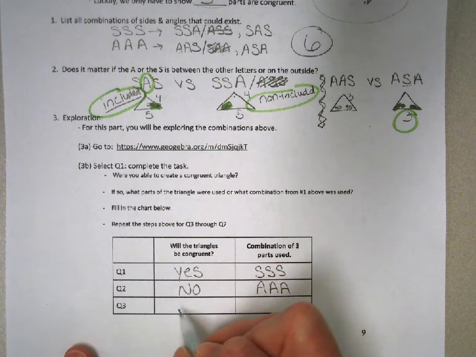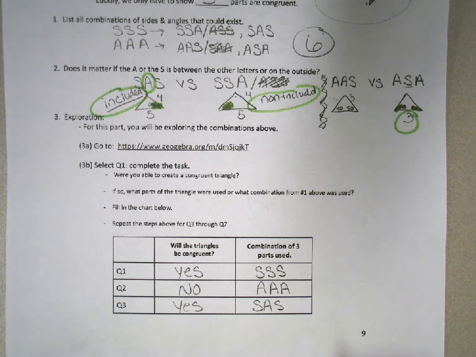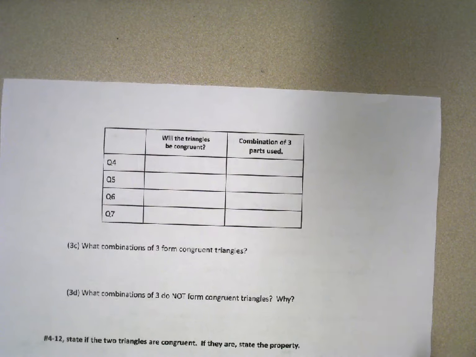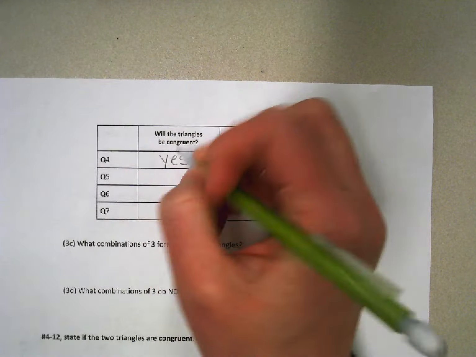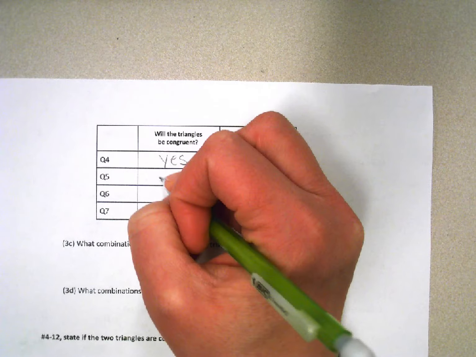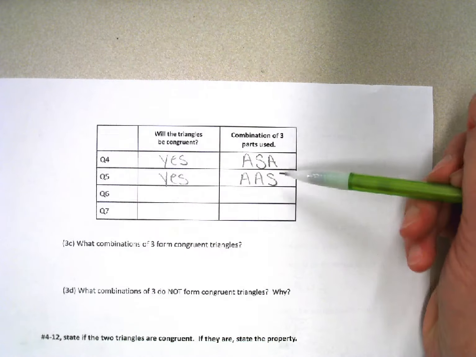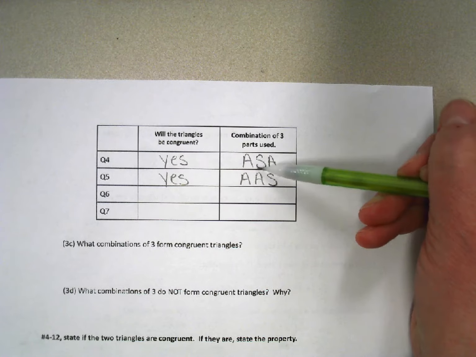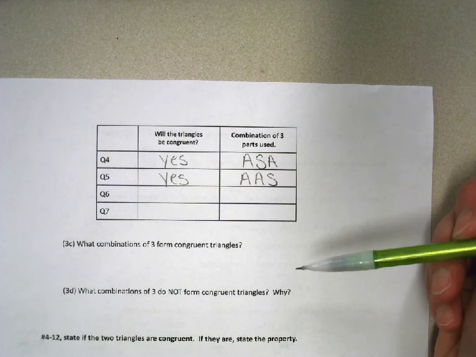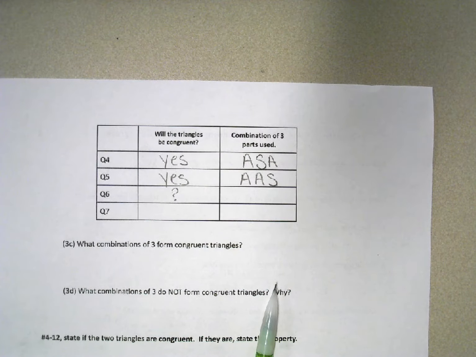On number 3, I got this to be a yes, and this was side angle side. And again, the angle was physically between the 2 sides. If we look at the 4th one, I also got this to be a yes, and this was angle side angle. Number 5, I got to be a yes, and this was angle angle side. Again, if you notice the difference here, the S is between it, where the S is not. And now number 6 is kind of the hard one. So I want to show you number 6.